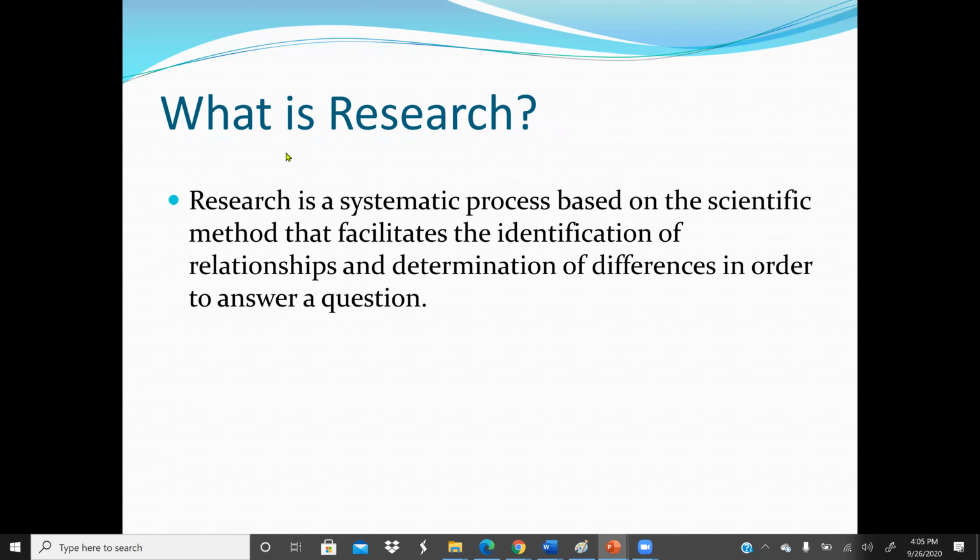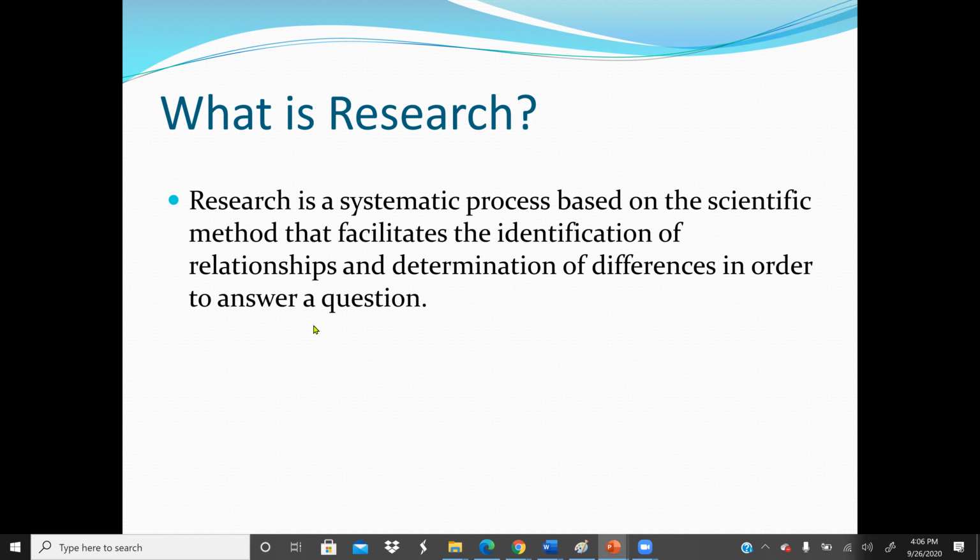So first we start with what is research. Here we say research is a systematic process based on a scientific method that facilitates the identification of relationships and determination of differences in order to answer a question. So again, research uses a scientific method. We need to follow a systematic process, and this systematic process is based on scientific method that will facilitate the identification of relationships.